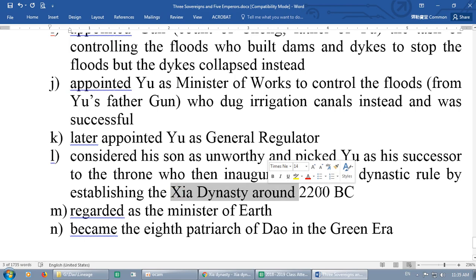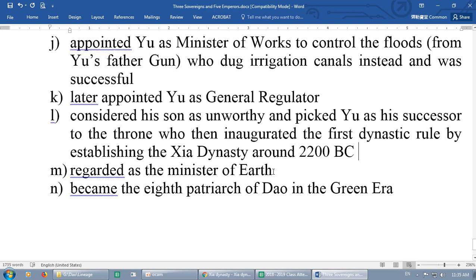Roughly, this period is different. Some people have 2000, some people say 2400. So roughly 2200 BC. Shun was also regarded as the minister of the earth, Di Guan. And he's the 8th patriarch. Okay, so these are the 8.